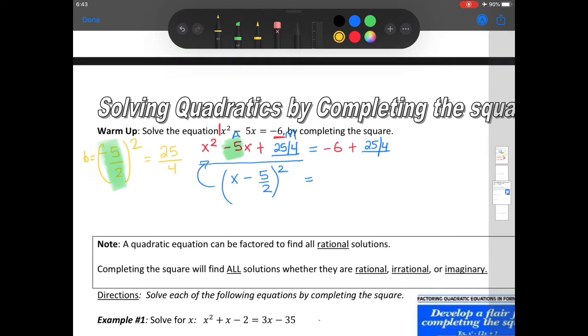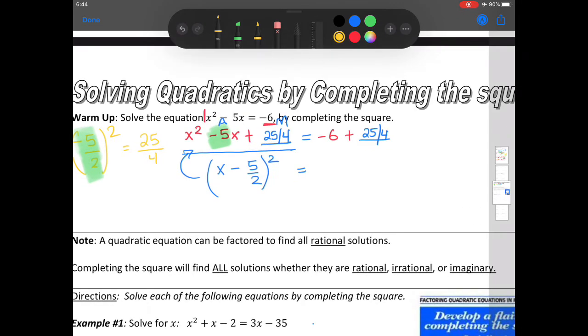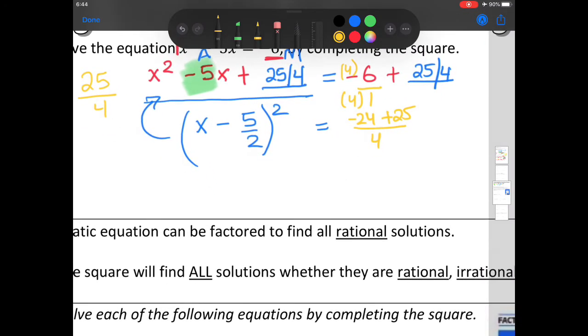So on the right side, let's simplify this: negative 6 plus 25 over 4. How do you add or subtract fractions? I'm going to put this over 1. Your LCM is 4. You're going to multiply this by 4, and you're going to multiply the numerator also by 4. So 4 times negative 6 is negative 24 plus 25. So what do I get here? I'm going to change colors. I get 1 over 4 on this side. I have x minus 5 over 2 squared.